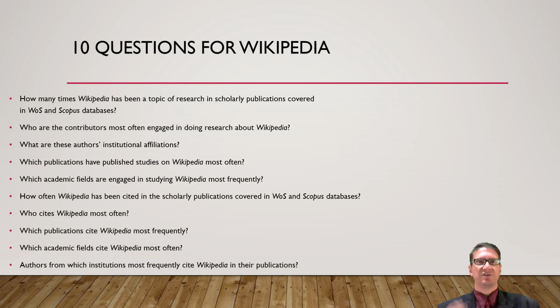How many times do the experts use it in scholarly publications? For example, in Web of Science and Scopus, which are two major databases of papers. Who contributes to it? Do the top universities contribute to it? What fields contribute to it? Where are the authors based? What publications publish articles in them? Do the top journals actually publish articles that refer to Wikipedia? It's useful to know. Who cites them most often? Which academic fields do it? Which authors do it? Okay, it's a slightly more complicated question than just saying, should I use Wikipedia?